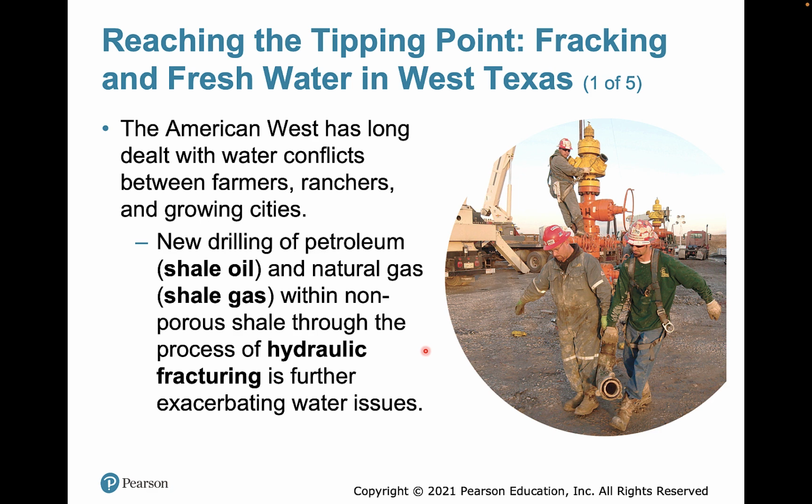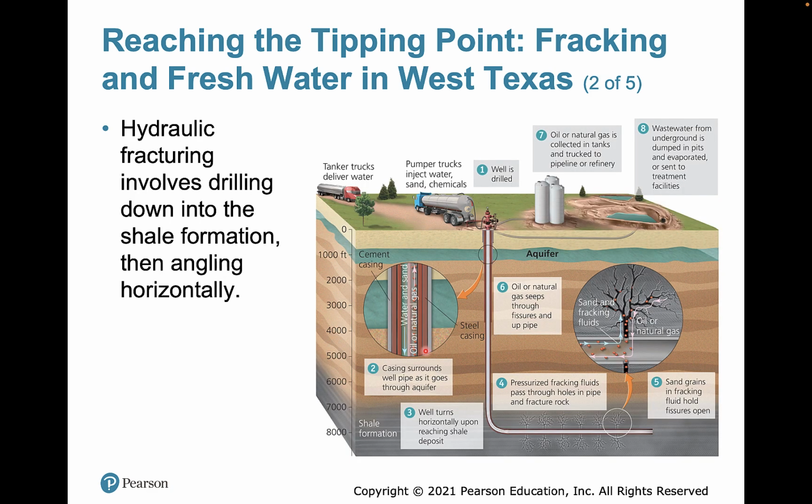So fracking is our case study. The American West has had a lot of water conflicts in farmers, ranchers, and growing cities. One thing that they are doing now is with this idea of fracking. They are drilling shale oil out of the ground and natural gas that's located in shale rock underground. And that process is called hydraulic fracturing, or fracking, because fracking is very water intensive.